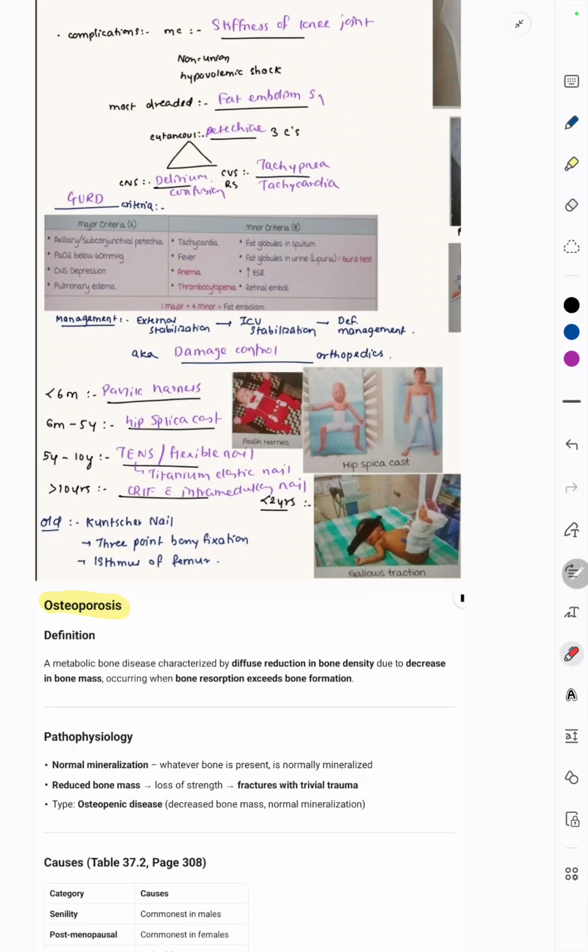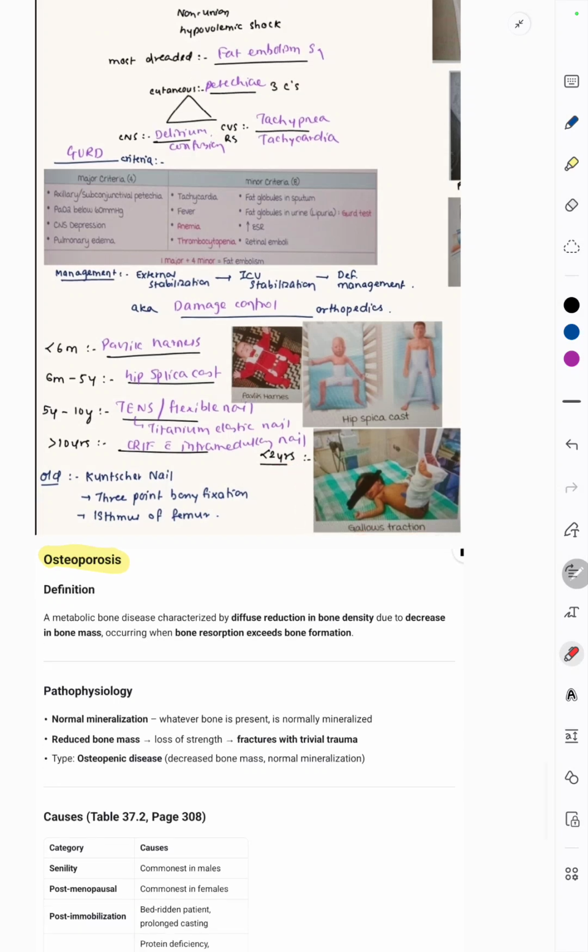For less than 6 months, a Pavlik harness or von Rosen splint is used. For 6 months to 5 years, we go for a hip spica cast. For 5 to 10 years, titanium elastic nails or TENS are used. If the child is more than 10 years, then open reduction, internal fixation, intramedullary nail. Earlier, Küntscher nails were used. Gallows traction or Bryant's traction is used in a child less than 2 years of age.